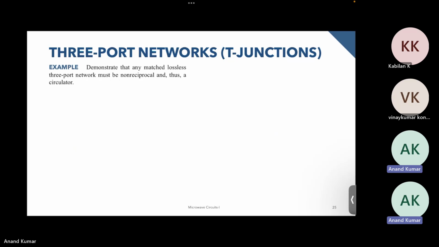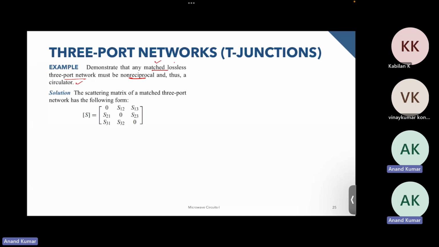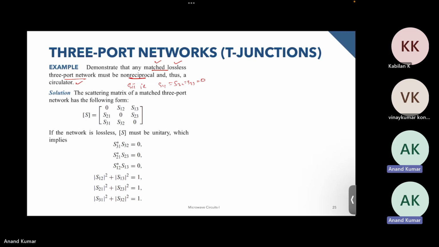So we have to demonstrate that any matched lossless three-port network must be non-reciprocal and thus a circulator. So let's start with the scattering matrix. We have been told that it is matched and it is lossless. If it is matched, then it implies that S11 equals S22 equals S33 equals 0. So we have the diagonal elements as 0. And now we have been told that this is a lossless network where S is unitary.